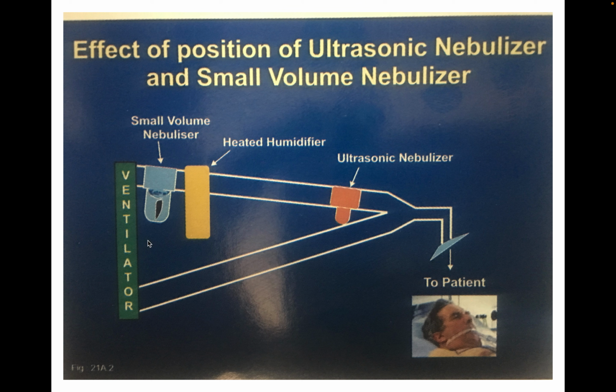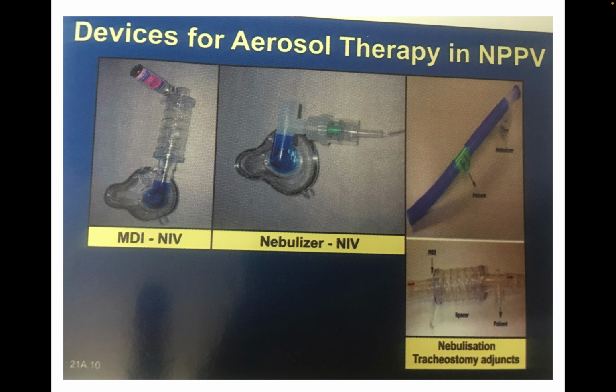And as you could see, this is the effect of position of the ultrasonic nebulizer and a small volume nebulizer. This is of course the inspiratory limb. Just proximal to the Y-piece is the ultrasonic nebulizer. A little distal to that would be a heated humidifier, and distal to that would be a small volume nebulizer. So these are the typical sites of various devices which are placed in the inspiratory limb of the ventilator tubing.